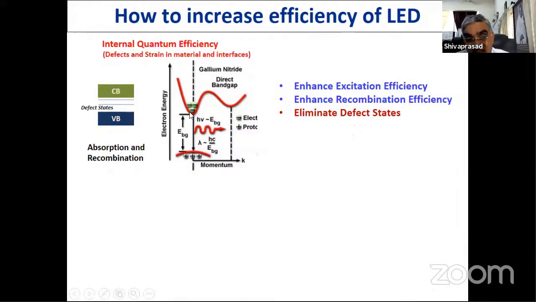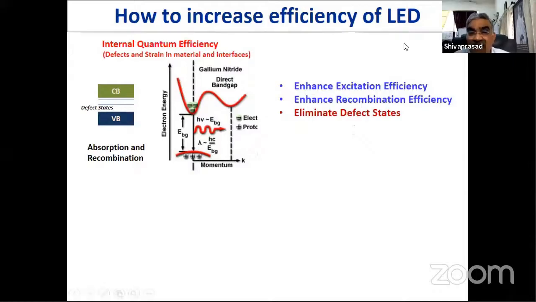These electron states come in between because of defects. If there are defects in that material, we get some electron states in between, and they reduce the efficiency of our LED and solar cell. You understand? So I need to have a defect-free material. This is one way to enhance the efficiency. You have to make it defect-free, perfectly single crystalline. We'll talk about defects a little bit later.